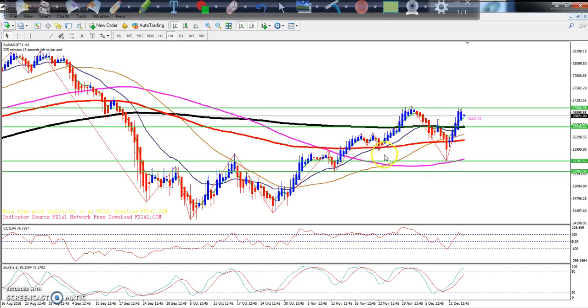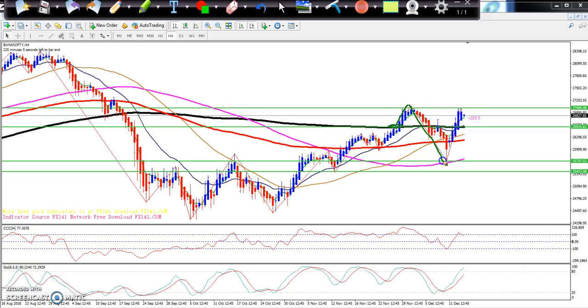In the 4 hour chart you can see the market broke above the 200 moving average and made a higher high. Then the market came down near the 100 moving average, and again the market went up, but still they are not able to break the previous high. According to Elliott wave, they are forming 5 waves, right? 1, 2, 3, 4, 5th.